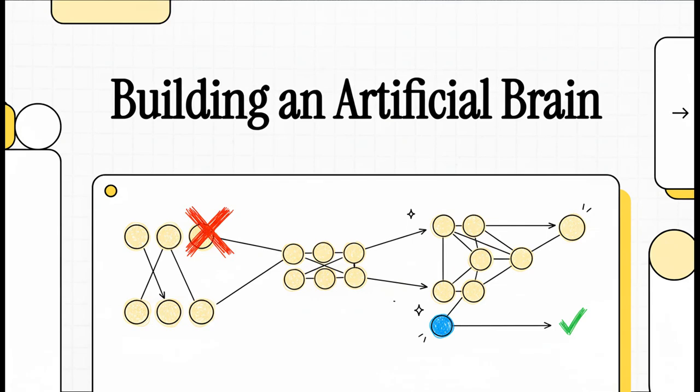All right, today we're going to do something pretty ambitious. We're going to build a brain. Well, not a real squishy one, but an artificial one. We'll start with just the most basic pieces and see how we can put them together so that a machine can actually learn. Let's dive in.